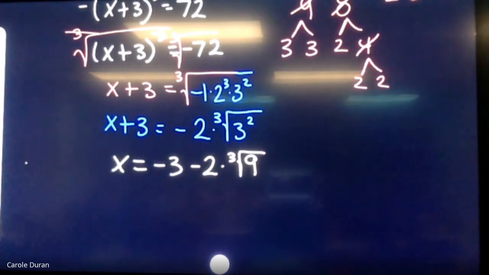Questions, concerns, or issues on that one? No? So now let's talk about radical equations in general.